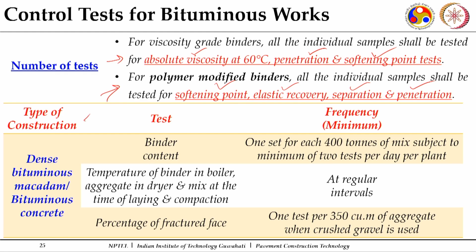Then type of construction, as mentioned, we can work out the binder content. As per MORTH specifications, binder content should be determined at least for 400 tons of mix, one set for 400 tons of mix, subject to 2 tests per day per plant. So, for one lot at least a minimum of 2 tests has to be done, and temperature again to be monitored regularly for your different grades of binder. And along with it, for the aggregate, if there are certain aggregates where concerns are related to the fractured faces, then one test per 350 cubic meter of aggregate when crushed gravel is used, specifically because there we have the concern related to the crushed faces.